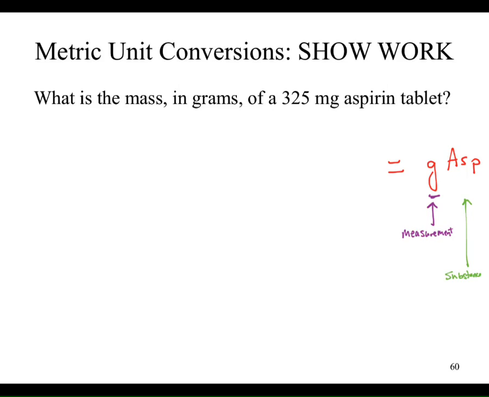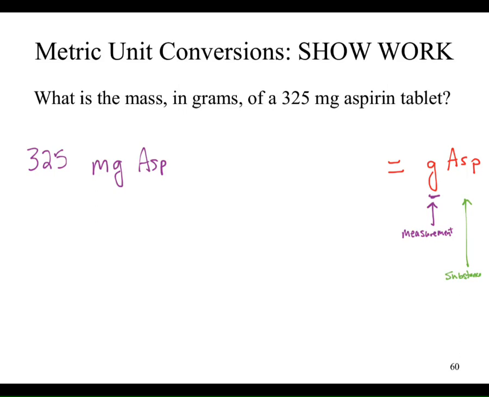On the left-hand side is step two. We'll write down what we're given. Well, what we're given is milligrams. Note that the first thing I'm writing is the unit of my measurement, okay, and in particular milligrams of aspirin, and I'm given 325 of them. Okay, so again, I have the number, I have the measurement unit, and I have the substance unit.